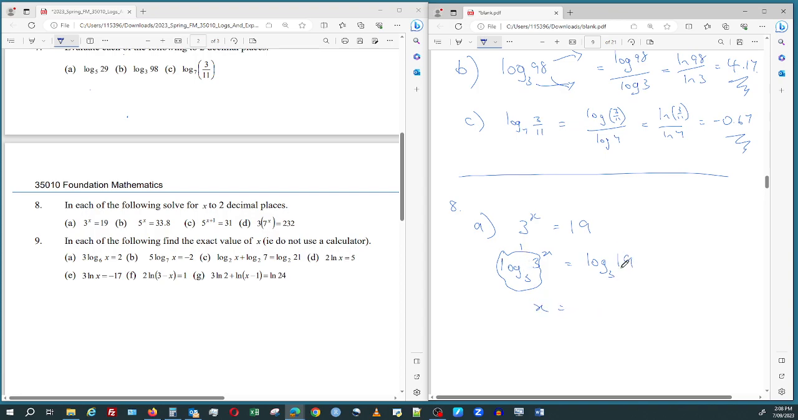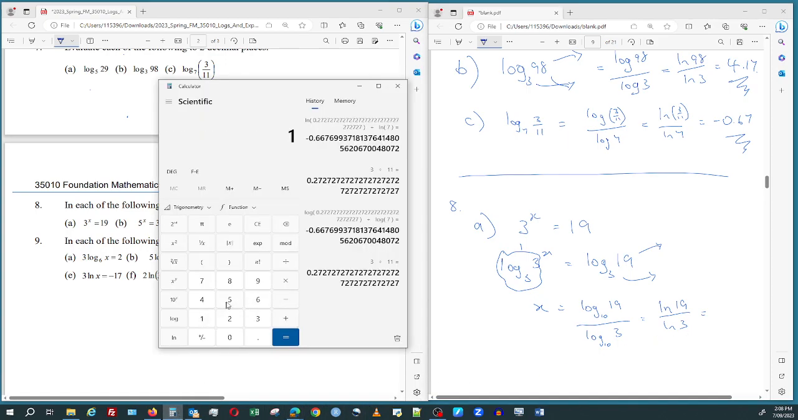But you say to me, oh, wait a minute, we can't do log base 3 on the calculator. Yes, you can. You go log base 10. So we'll have log base 10 of 19 divided by log base 10 of 3, which will be the same as the ln of 19 over the ln of 3. You can't mix and match them though. Don't mix and match them, that won't work.